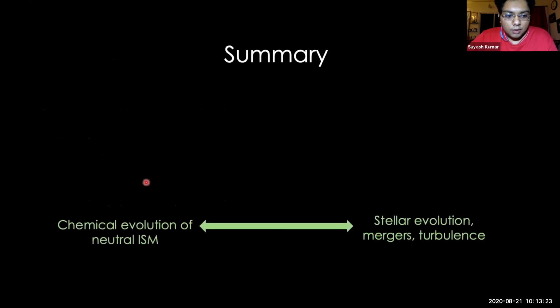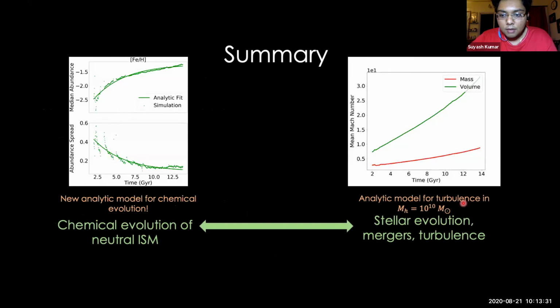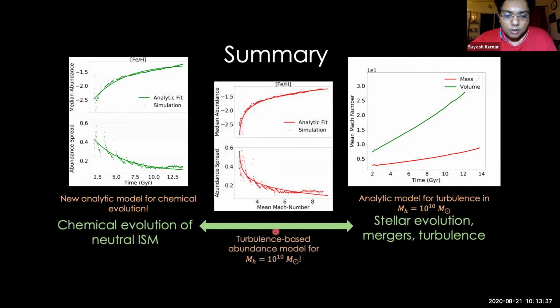And so in summary, we studied the chemical evolution of the neutral ISM, coming up with an analytic model for the same. We studied the physical processes that drive them, realizing that there is a linear turbulence model for the least massive galaxy. And we came up with a metal mixing model, which models abundance as a function of the turbulence in the least massive galaxy.